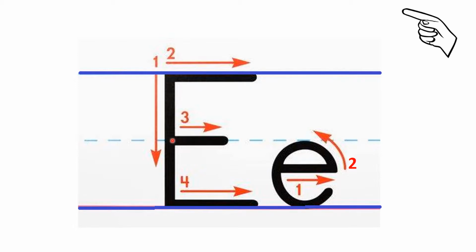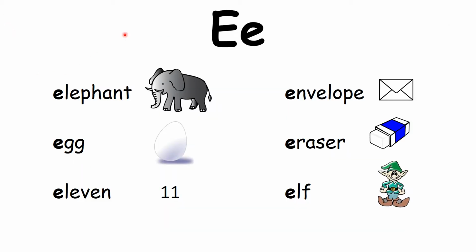One. Two. Three. Four. Next, small letter E, start here, number one, one. And then here, number two, make a curve like letter C. Again, one, and then two. Okay, so practice writing letter E on your paper. Practice makes perfect.